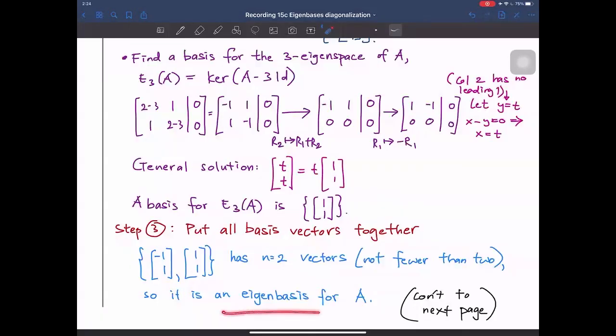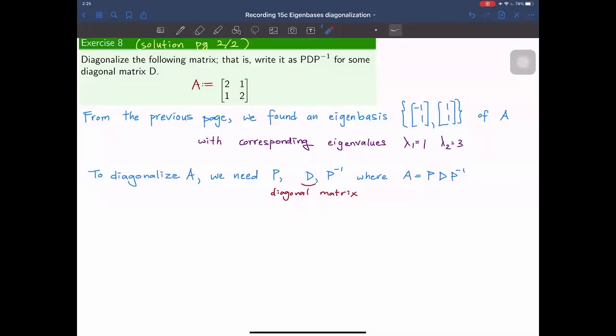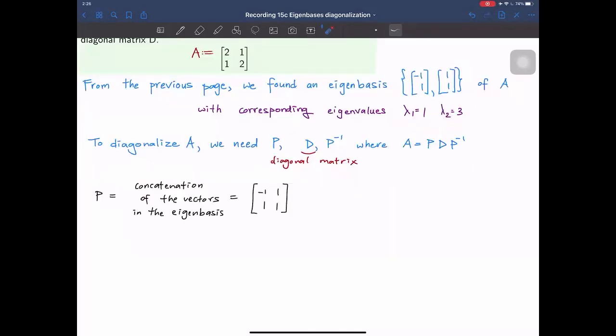Now that we have an eigenbasis for A, we can perform the diagonalization for A. To diagonalize A, we need these 3 matrices where D is a diagonal matrix and P is an invertible matrix. Because we have an eigenbasis for A already, it is easy to know what P we can choose. We can just take a concatenation of the vectors in the eigenbasis. So I take these 2 vectors and concatenate them to have this matrix. This would be my P.